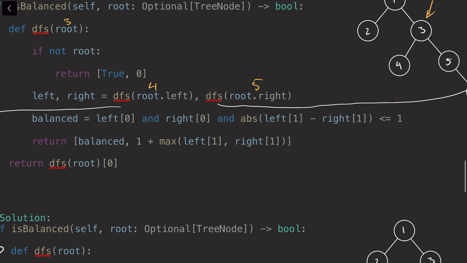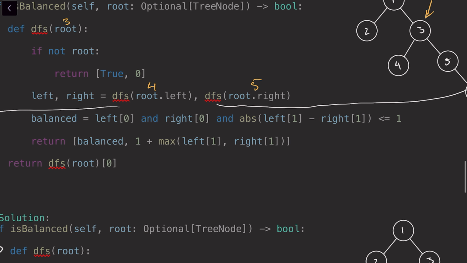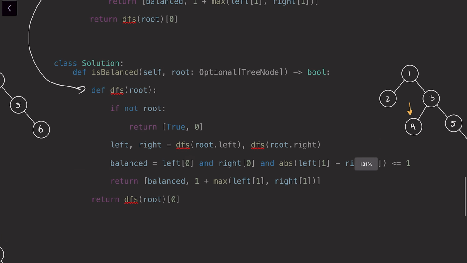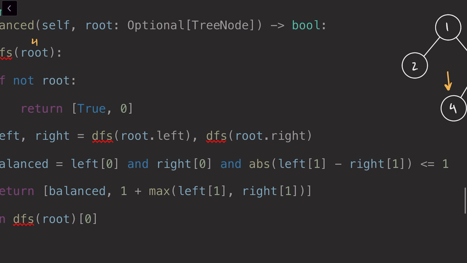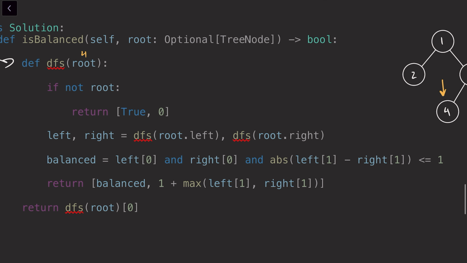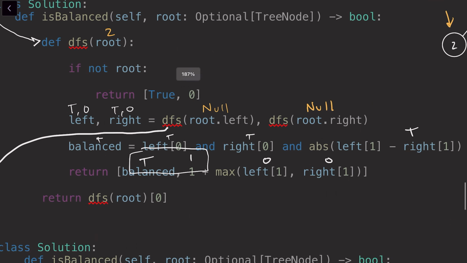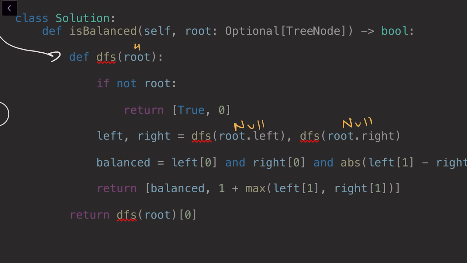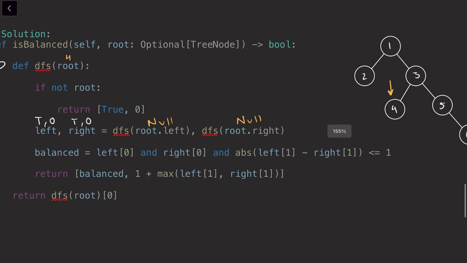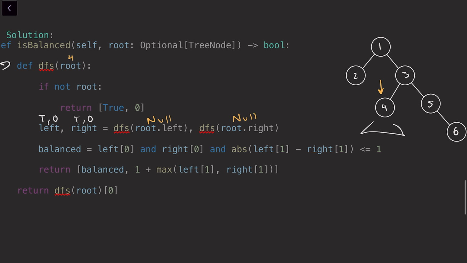Now what is to the left of that? It will be 4. So let's follow to 4. Now that we are there, what is to the left? It is null. And what is to the right? Null. So therefore we can infer, like from the previous version, that we will get t0 and t0 for the left and right, because we have no children right here in the left and the right.